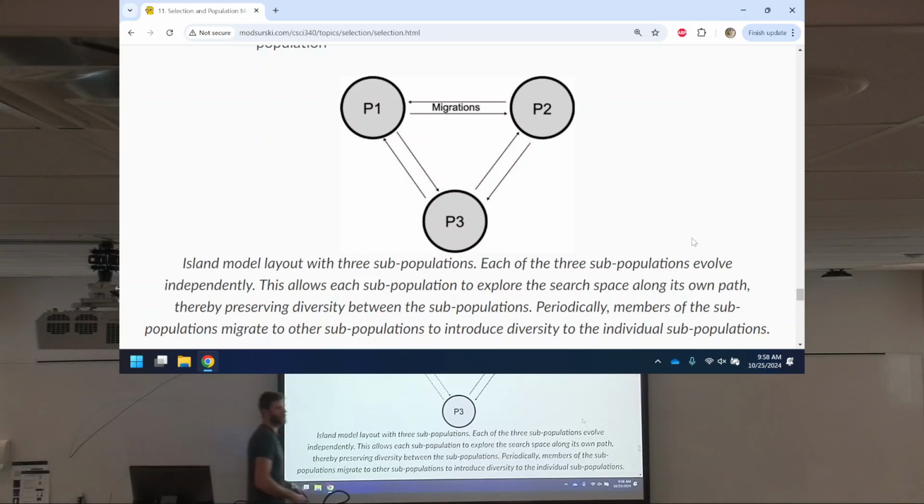If I have a population of 300, what I do is I actually break that population of 300 down into 3 separate populations. And selection and mutation and crossover happen independently from one another. So these populations start to evolve in isolation.